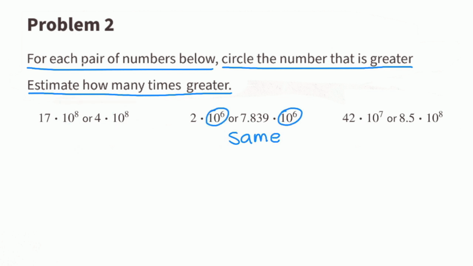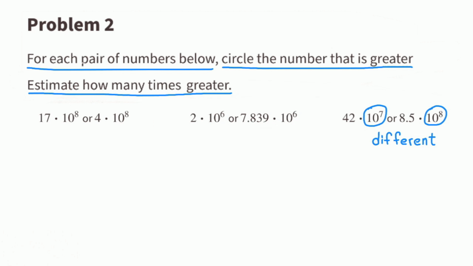The next pair of numbers are also being multiplied by the same power of 10. And since 7.839 is almost 8, it's safe to say that 7.839 is almost 4 times greater than 2. The last pair of numbers are being multiplied by a different power of 10.